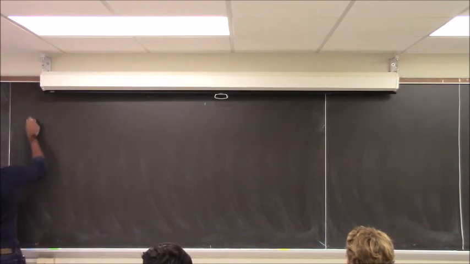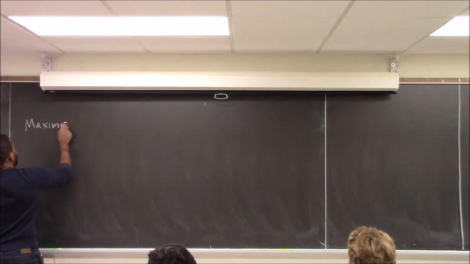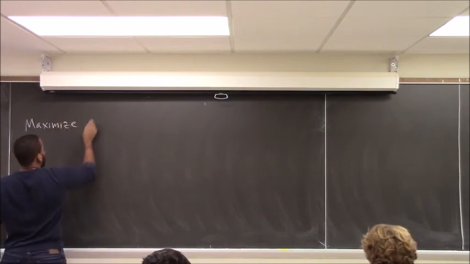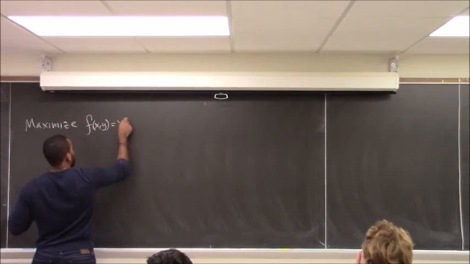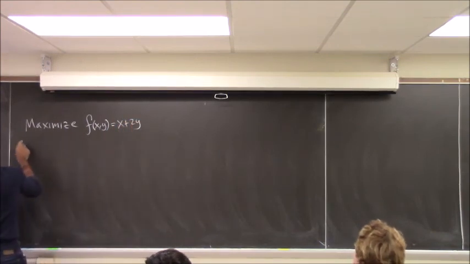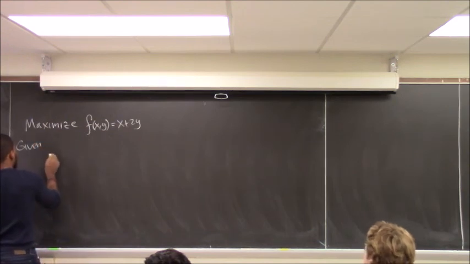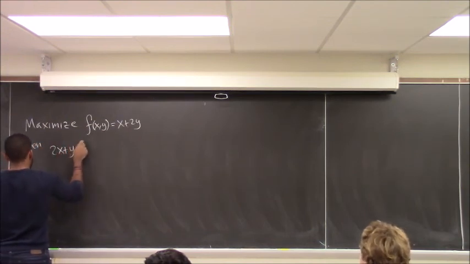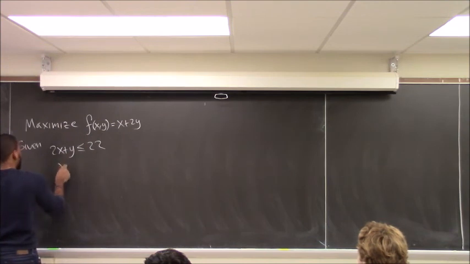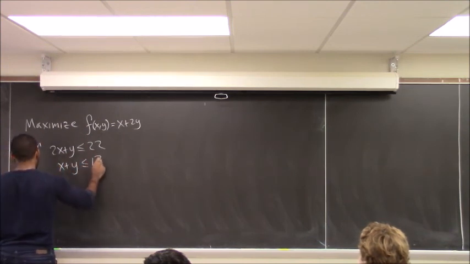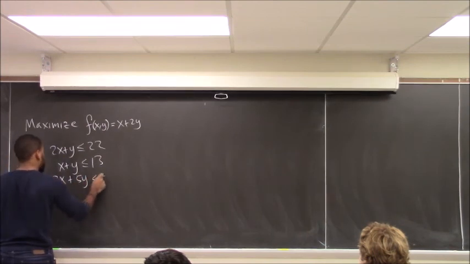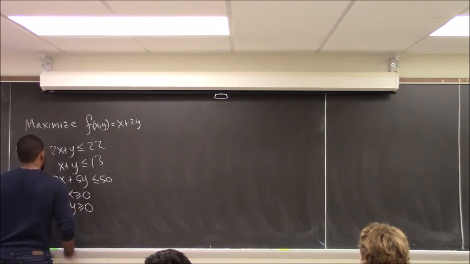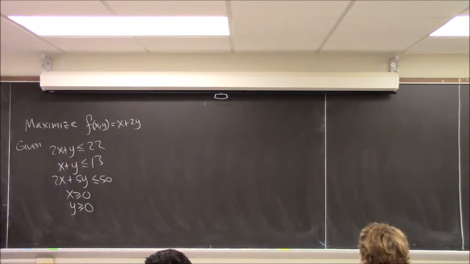The problem was to maximize the function, given the constraints that 2x plus y must be less than or equal to 22, x plus y must be less than or equal to 13, and 2x plus 5y must be less than or equal to 50. Your x and your y must be greater than or equal to 0. So those were the constraints.